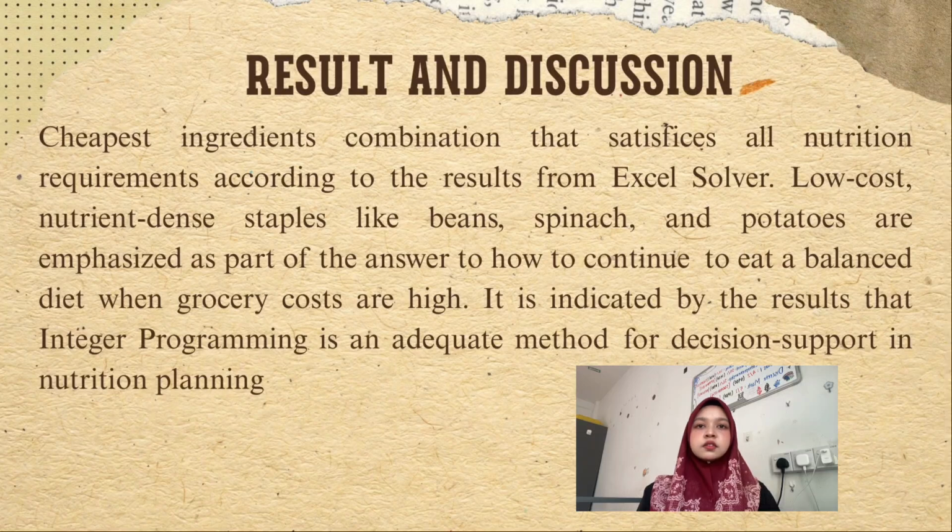Now, let's discuss the final result of our model. Using Excel solver, we identify the cheapest combination of ingredients that successfully satisfy every one of our nutritional requirements. The result emphasizes low-cost, nutrient-dense staples, specifically beans, spinach, and potatoes. These items prove to be the core answer to our primary question: how can we maintain a balanced, healthy diet even when grocery costs are high?